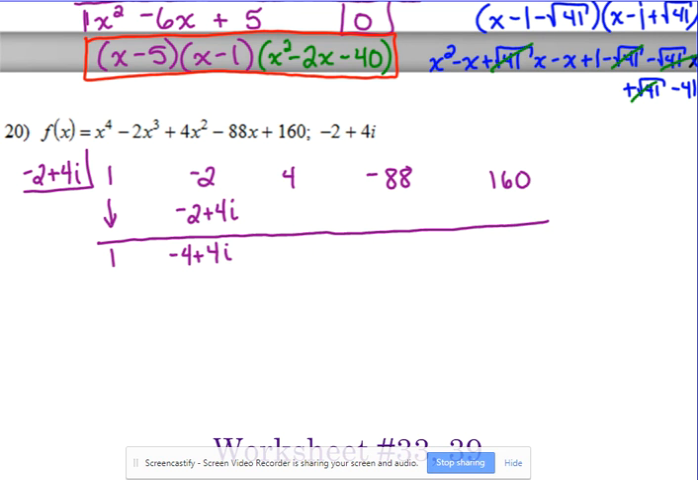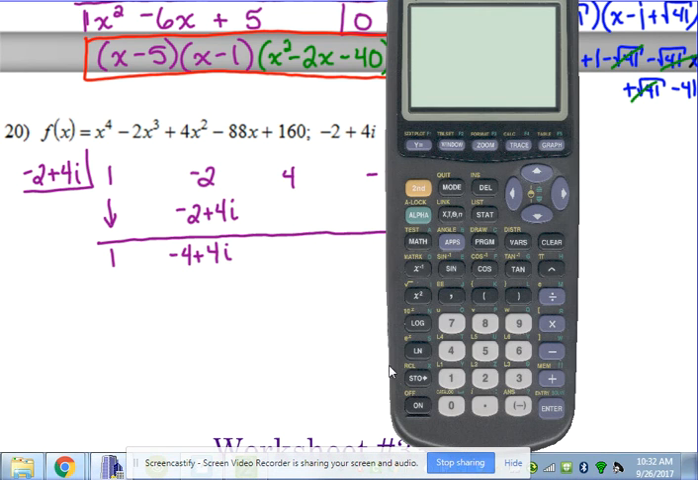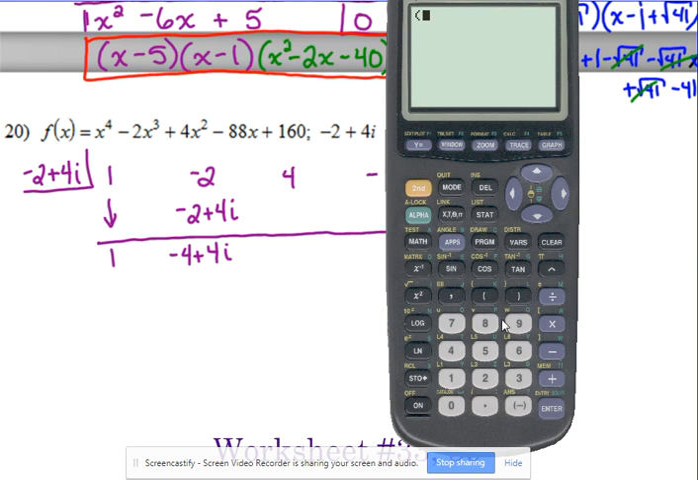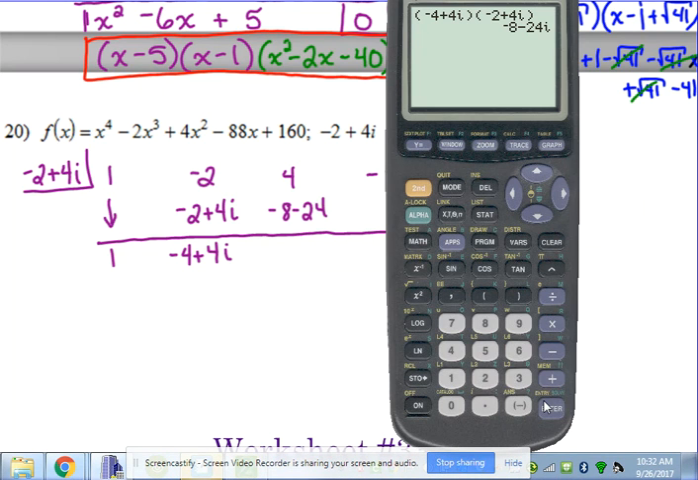Now, I would really like for you to do this by hand, but don't forget, your calculator will multiply complex numbers for you. Technically your calculator will multiply out the square roots too, but it doesn't give it back to you in nice square root form. But when it comes to complex numbers, it will give it to you in complex form. So negative 4 plus 4i times the negative 2 plus 4i on the shelf. The calculator tells me it's negative 8 minus 24i. So 4 plus negative 8 is negative 4.